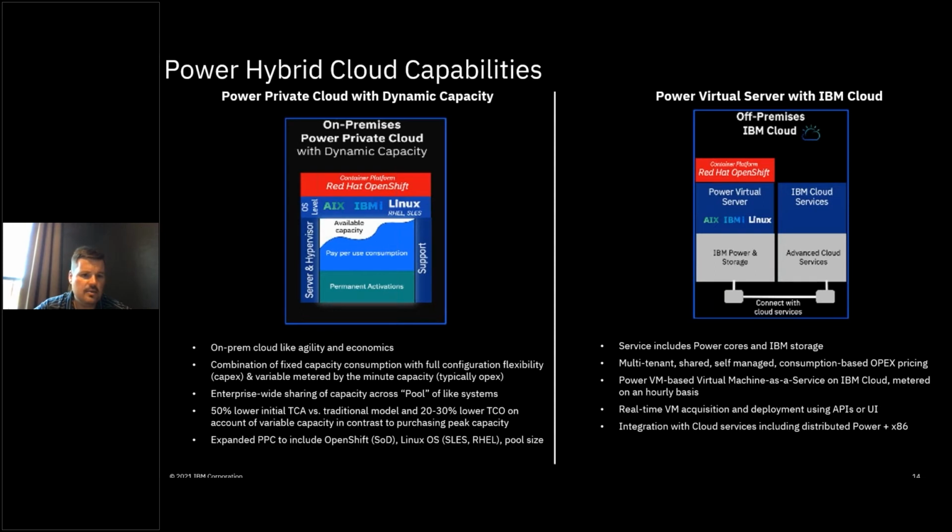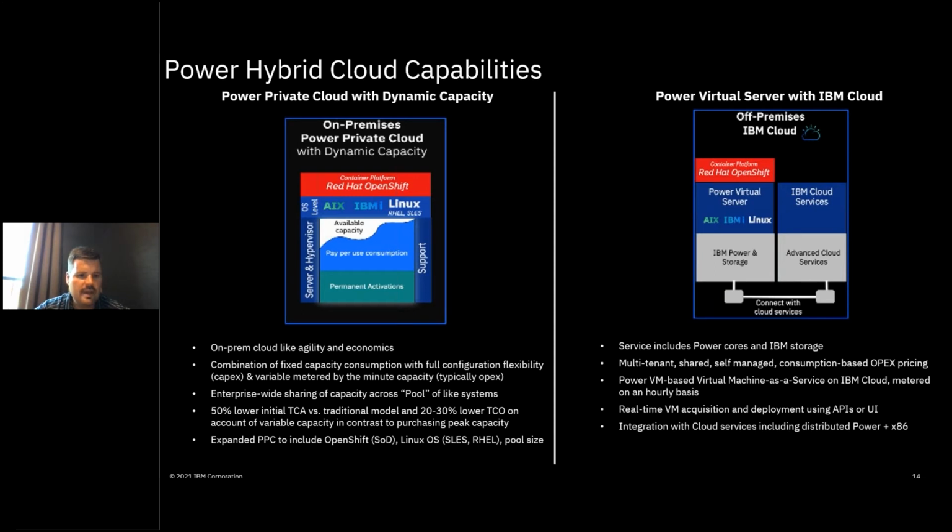We've expanded to include both RHEL and SLES from a Linux perspective, in addition to the already available AIX and IBM i environments, to not only have the server and hypervisor metered, but that OS level. And we've announced that we have plans to introduce Red Hat OpenShift metering as well, the only platform in the marketplace. So we continue to build up our capabilities from an on-prem perspective on how we're metering and delivering this flexible capacity on-premise.